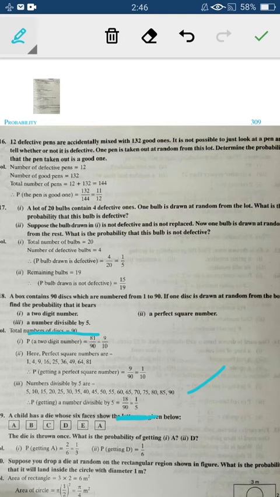So these were all about the questions related to probability. The rest of the questions you will solve yourself.